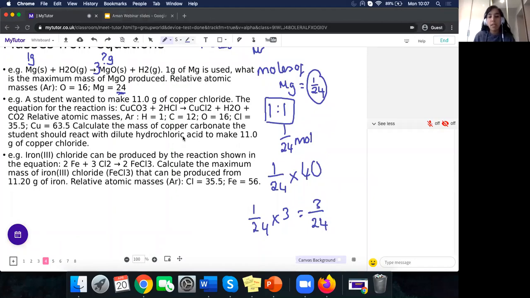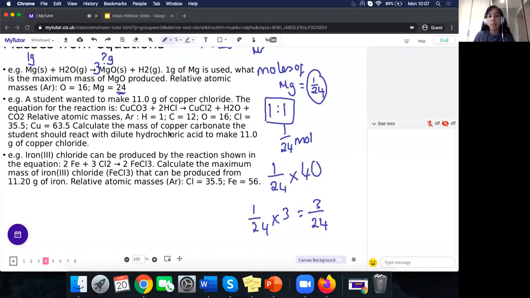Someone's asking, are the masses from equations questions harder on higher papers, or is it like the example given? The questions I'm doing right now are the same for both foundation and higher tiers. We will be going on to higher tier questions on Wednesday. Today, we are doing what's found in both papers.